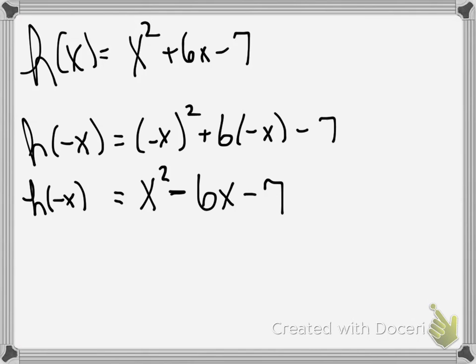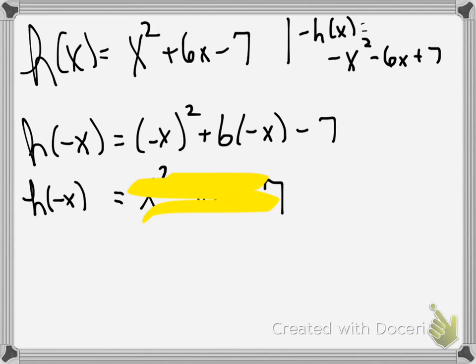Let's compare that to h of x, and let's also compare that to negative h of x. Well, negative h of x becomes negative x squared minus 6x plus 7, because the negative sign in front just means change all the signs of each term. Sorry, I just crossed it all out. So h of negative x is x squared minus 6x minus 7.